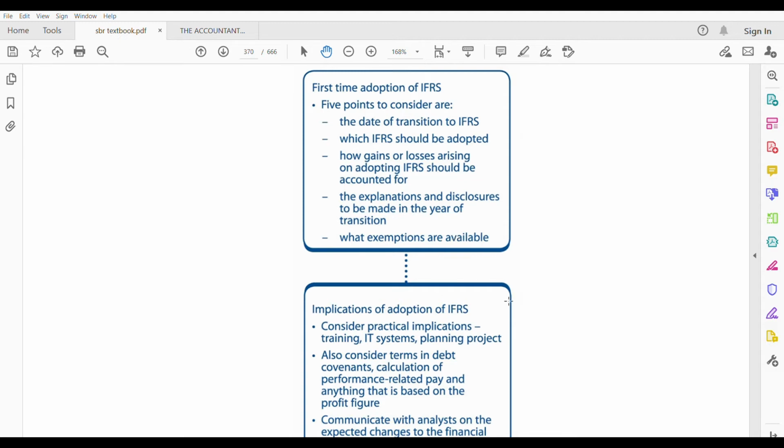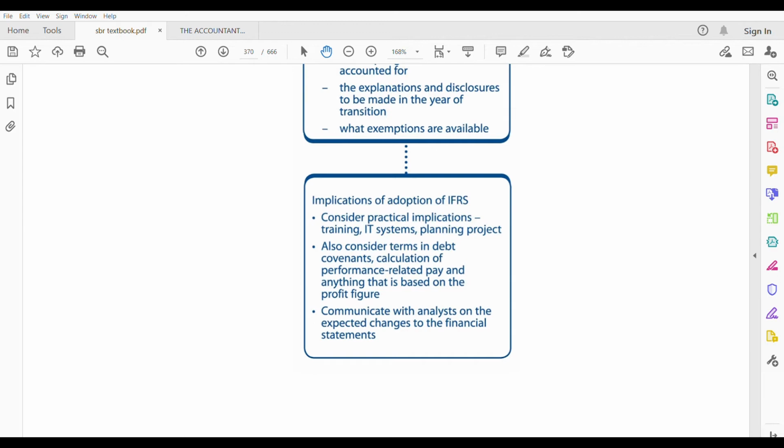Now, what are the implications? So these are some implications. Training cost is there. You have to see your IT system, planning project, whether you have a plan. Then also you have to look at your debt covenant. You have to calculate your performance related pay. Anything that is based on profit, you need to recalculate it. And also you need to communicate these expected changes with the analysts, whether they think it is beneficial or not.